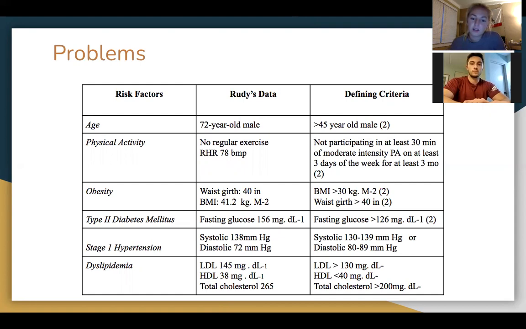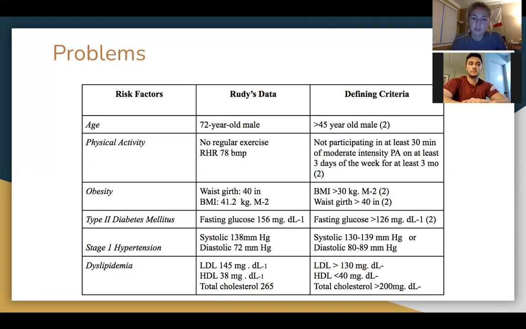His waist girth is 40 inches and his BMI is 41.2 kilograms. He has a fasting glucose of 156 milligrams per deciliter, so he is classified as type 2 diabetes. His systolic is 138 and diastolic is 72, so he's classified as stage 1 hypertension. And his LDL, HDL, and total cholesterol indicate that he has dyslipidemia.